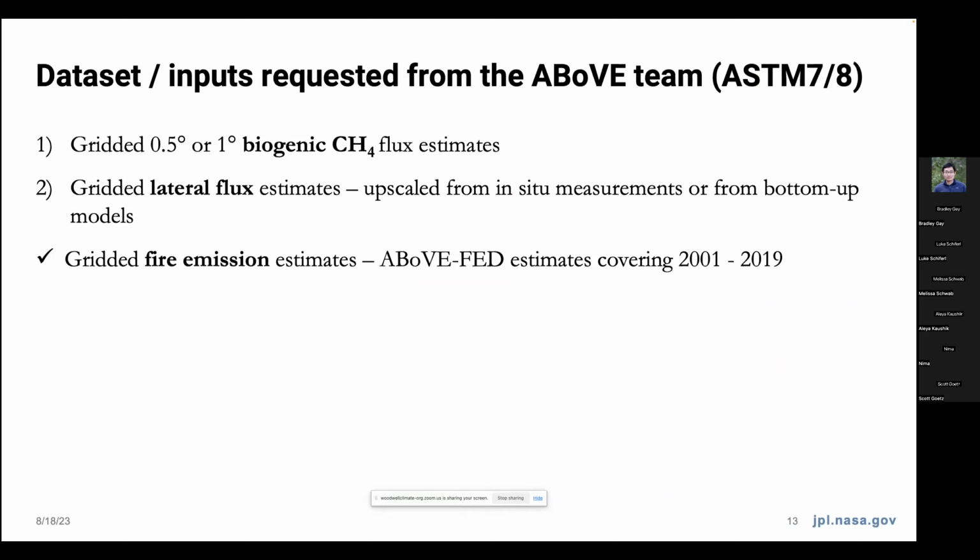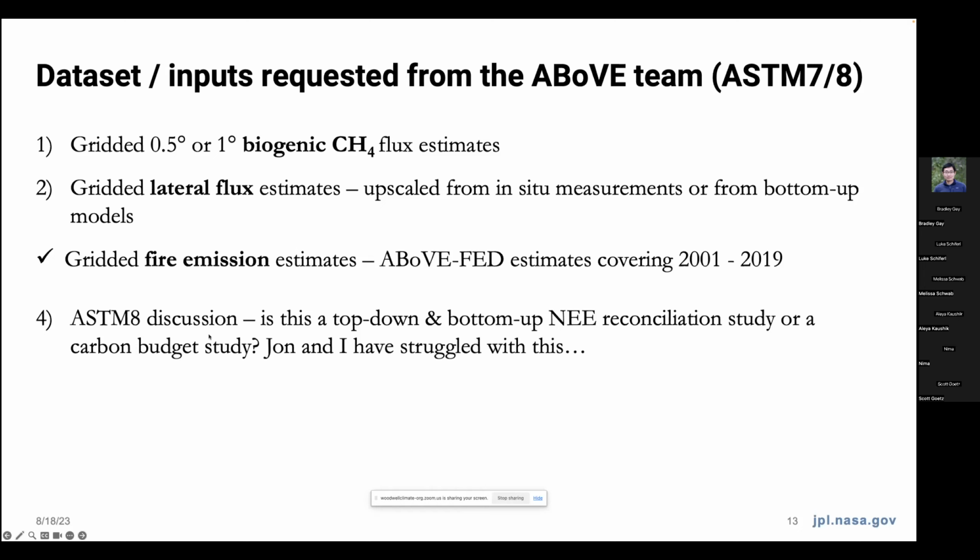This is a slide again that I've shown at both ASTM 7 and ASTM 8, on what we have specifically been requesting from the ABoVE team, from the modeling team, the hydrology, permafrost, or any team that can provide us with estimates on the biogenic methane flux, as well as gridded lateral flux estimates. The fire emission estimates we now have, which is great.